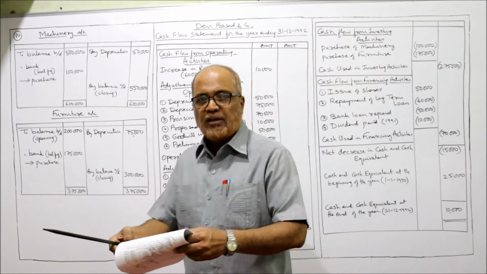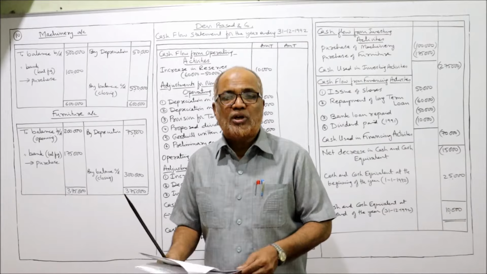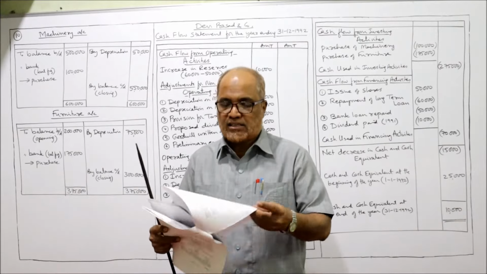Next item is machinery. Machinery last year 5 lakh, current year 5,50,000. So there may be some purchase of machinery because machinery has increased.